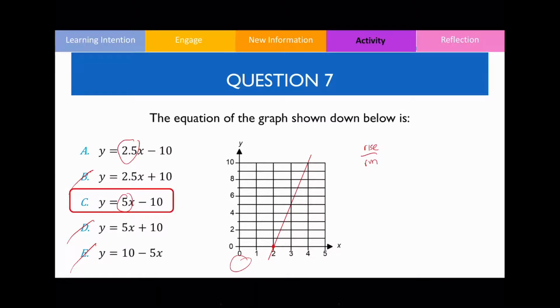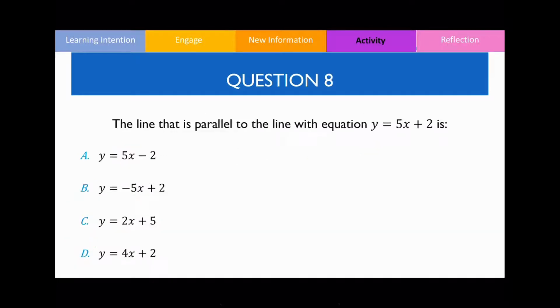But again, you could also find out what is the x-intercept and check to see which of these equations give you the correct x-intercept. For question 8 over here, it asks you the line that is parallel to the line with equation y is equal to 5x plus 2 is equal to what?